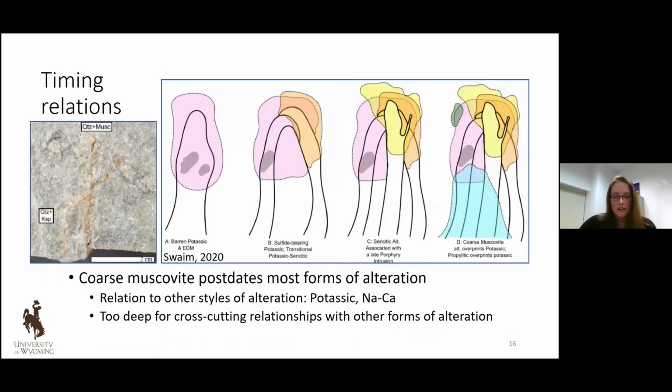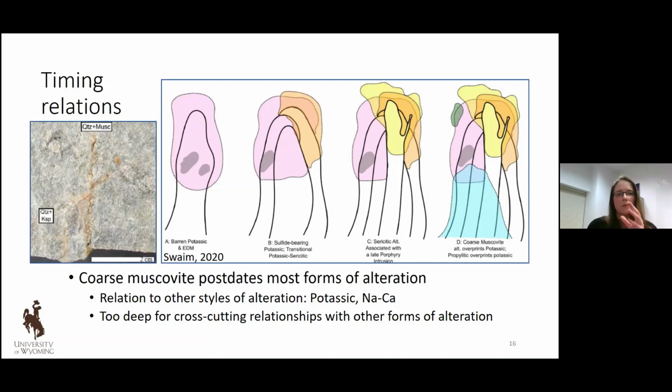In terms of better understanding the timing, it's a little tricky with the coarse muscovite because it is typically so deep in the system. Where we do have good overlaps with other forms of hydrothermal alteration, it's usually with potassic or sodic calcic alteration. I have yet to see any examples where coarse muscovite overlaps with propylitic or sericitic or any other sort of hydrolytic form of alteration.